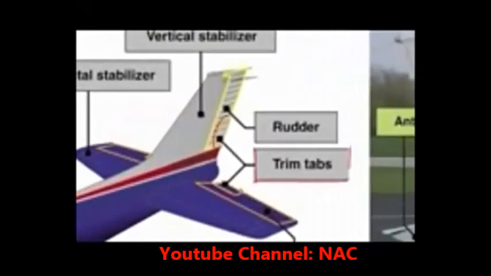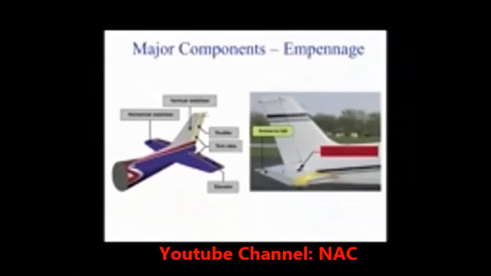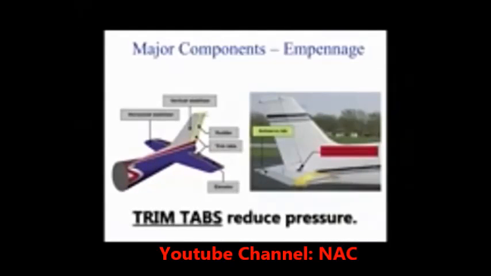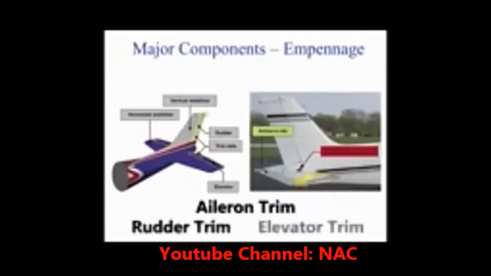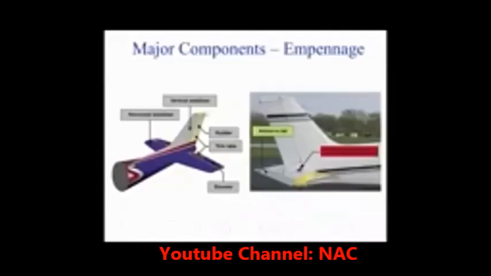Trim tabs are small, movable portions of the trailing edge of the control surface. These movable trim tabs, which are controlled from the flight deck, reduce control pressures. Trim tabs may be installed on the ailerons, the rudder, and/or the elevator.